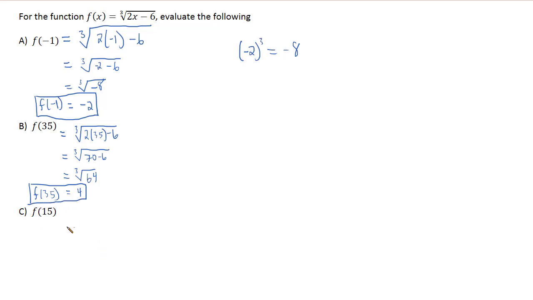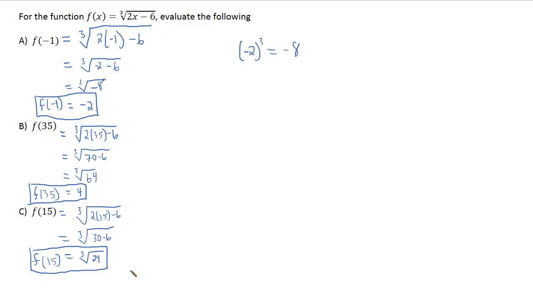And finally, f of 15. f of 15 would be the cube root of 2 times 15 minus 6. That would be the cube root of 30 minus 6, which is the cube root of 24. Now, 24 is not a perfect cube, so I cannot simplify the cube root of 24 as a whole number. So now f of 15 is equal to the cube root of 24.